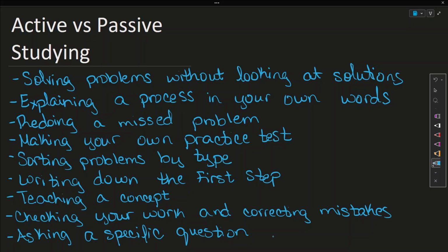Active studying asks your brain to retrieve information, make decisions, and practice the same kind of thinking you will need on the exam. That is why it's so powerful. It may feel harder at first. Actually, it probably will feel harder, but that is not a bad sign. That is often a sign that your brain is working.